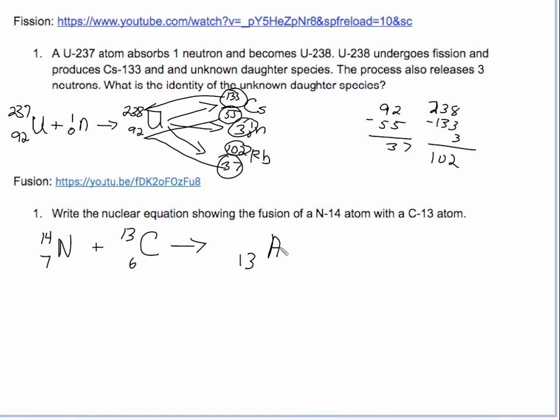That's 13. Element 13 is aluminum. Add together the top numbers: 14 plus 13 is 27. And that's all there is to doing fusion. Make sure the bottom numbers added together equal the new bottom number. Then you can figure out the identity of the element, and the top numbers added together will equal the mass number of the new element. That's it.